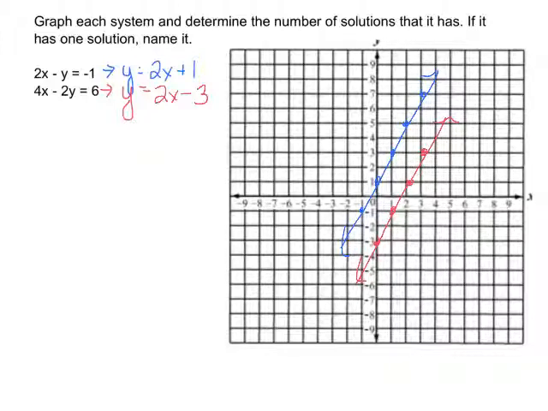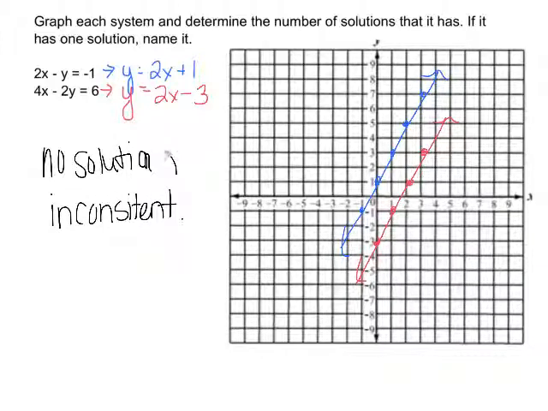And I can tell by my graph that I have two parallel lines. And so since they don't ever cross, my solution is no solution because there's not an intersection point. And so therefore they're inconsistent.